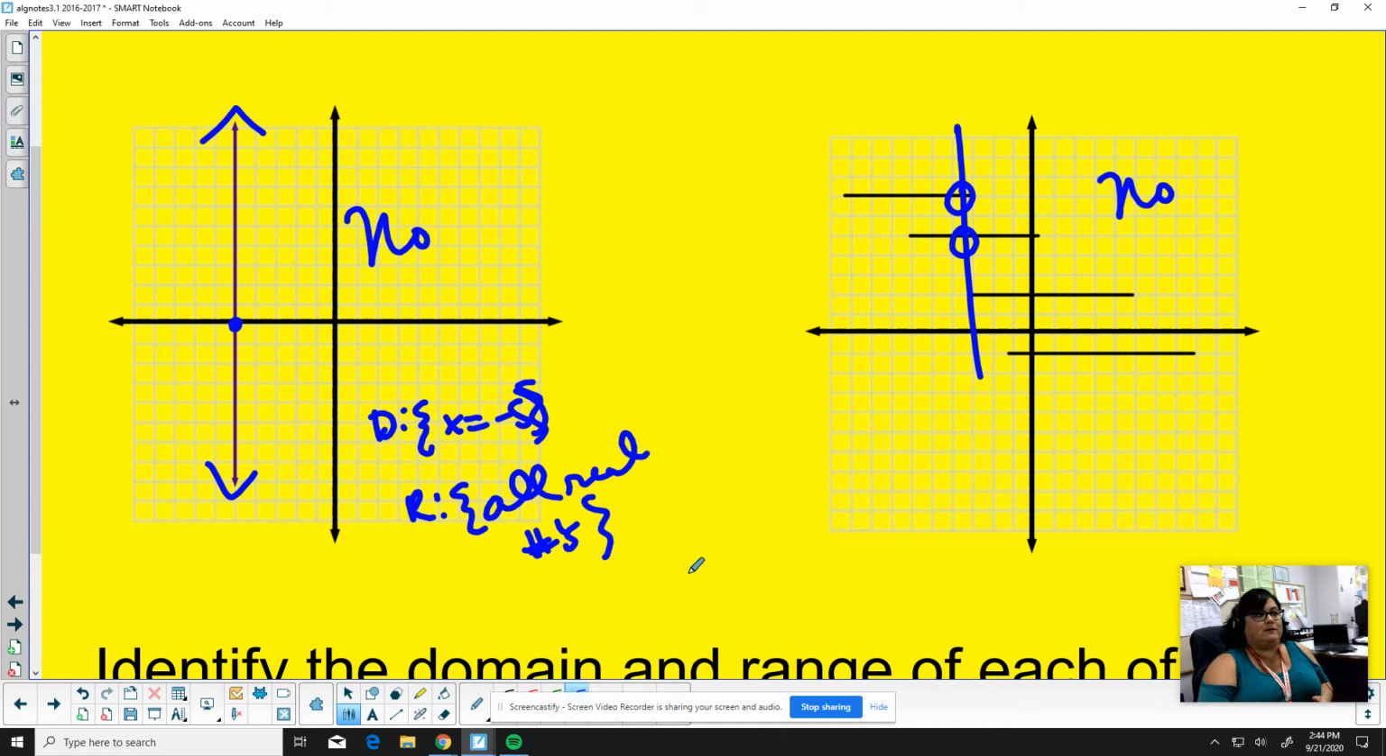Okay, over here, the domain and the range. This one's a little trickier. Okay, so let's get rid of this stuff here. All right, so my domain is the x. So I look at the x and it looks like it starts about right here.